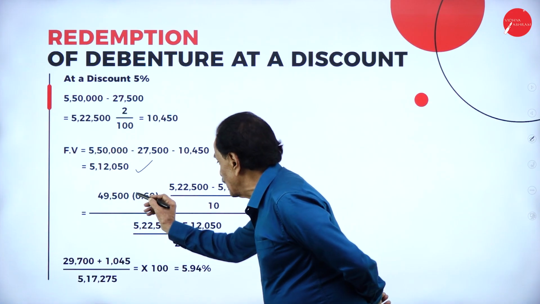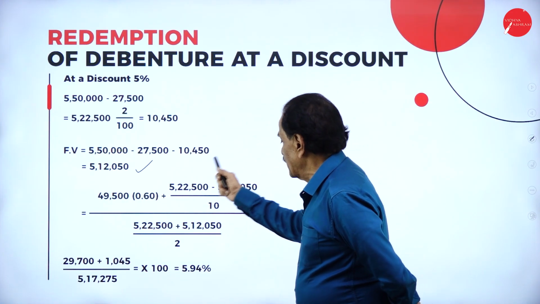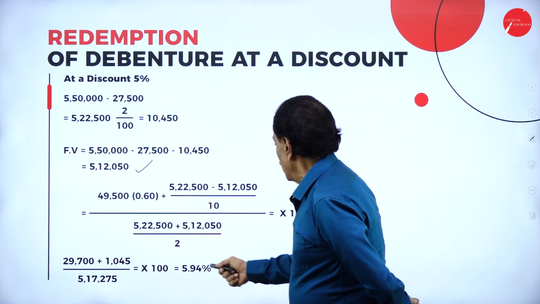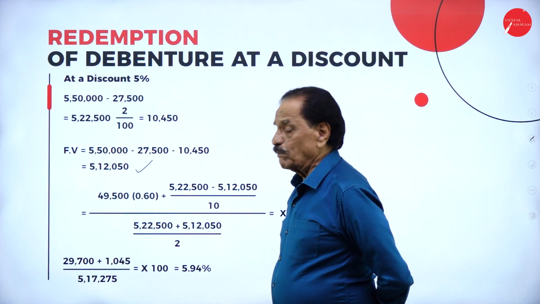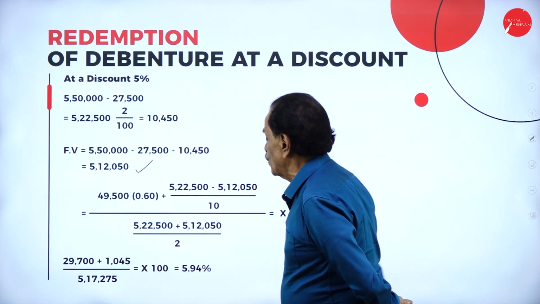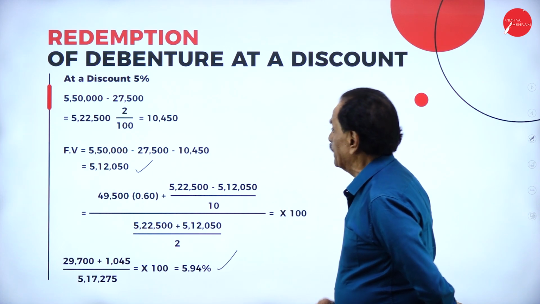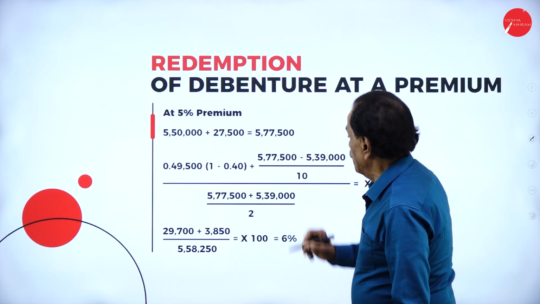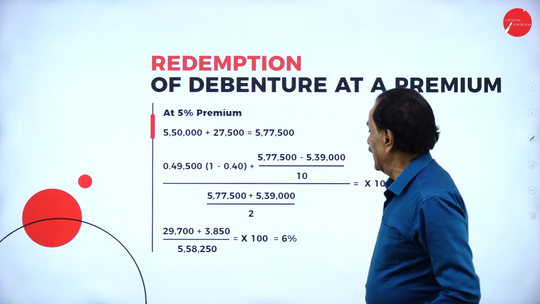If we simplify this, it is 29,700. If we simplify this one, this is 1,045. If you simplify this, it comes to 5,17,275 into 100, 5.94 percentage. At a premium, 5 lakh 50 plus 20 is added. Premium should be added.